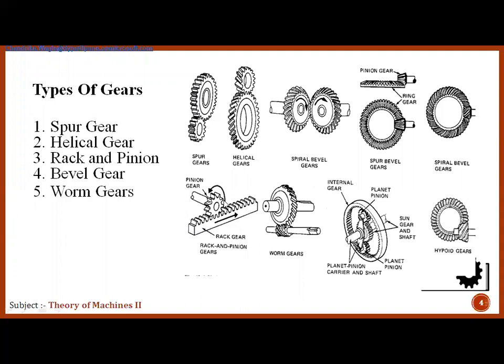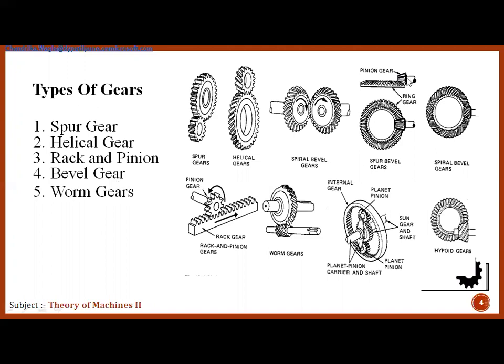If we want to transfer rotary motion into linear motion, then this type of gear pair is used. The next is bevel gear. Now in bevel gear we have a different arrangement. Basically bevel gears are like this, where we need to transfer the power at a right angle.